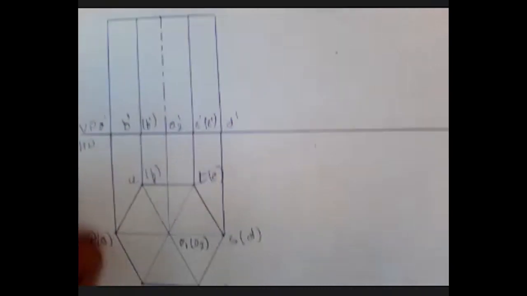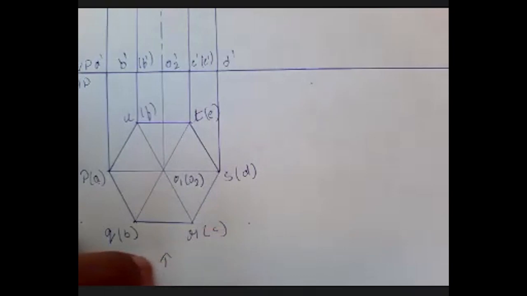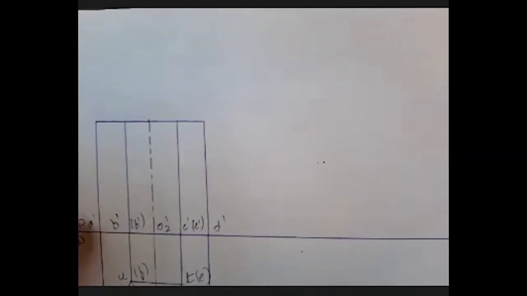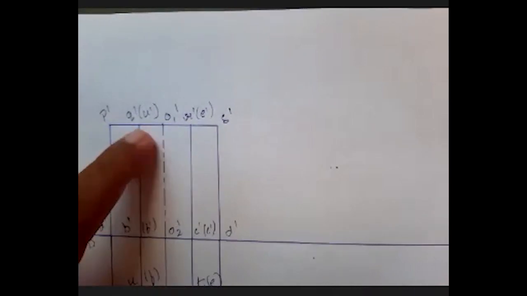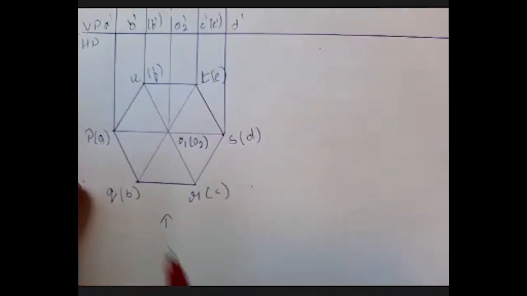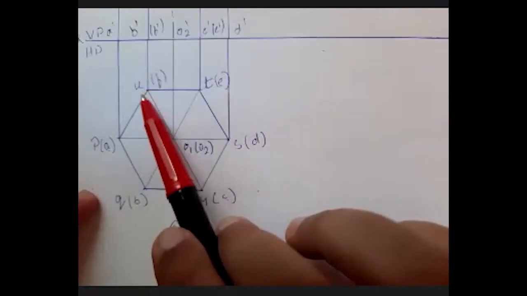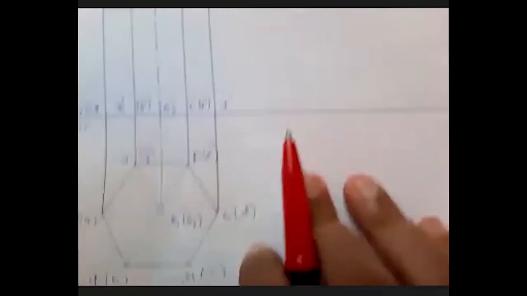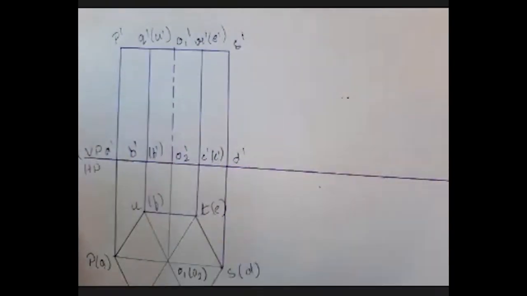On a similar background, I can see P, Q, R and S. These four corners are visible. T and U are not visible, so they will be within the bracket. So this point is P dash, Q dash, U dash, R dash, T dash, S dash, and O1 dash. P dash is visible, Q dash is visible, so U dash is within the bracket. R dash is visible, T dash is within the bracket, and S dash is visible, so it is outside the bracket. So everything I have written here.